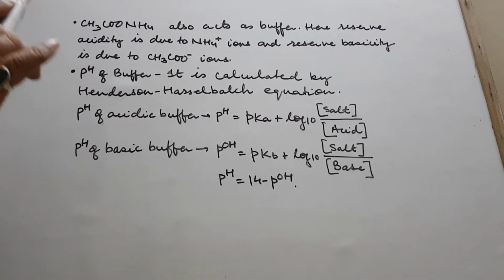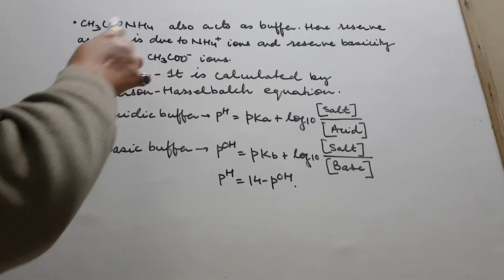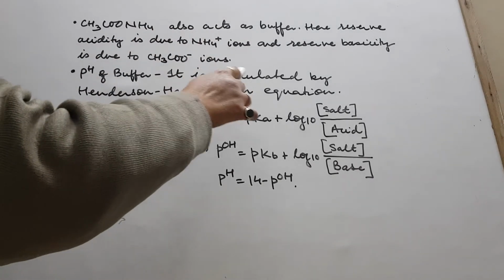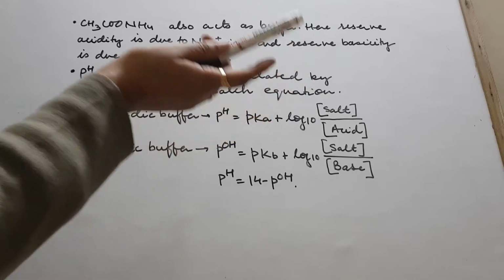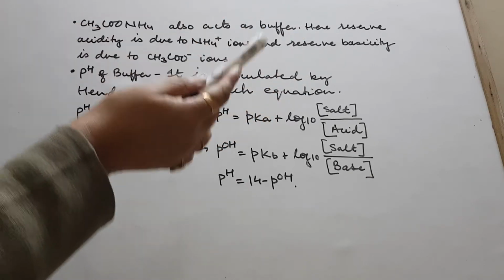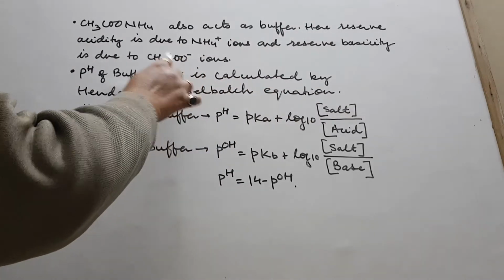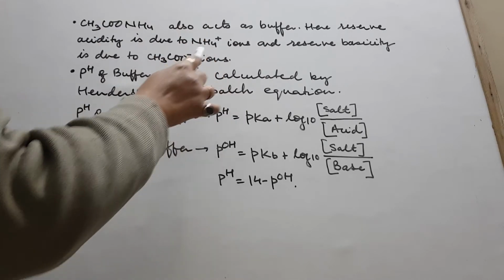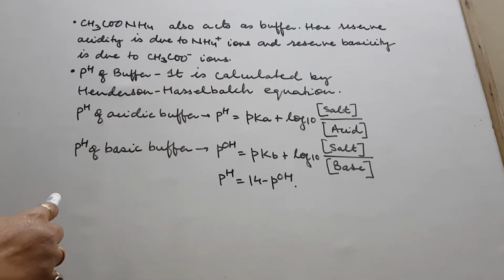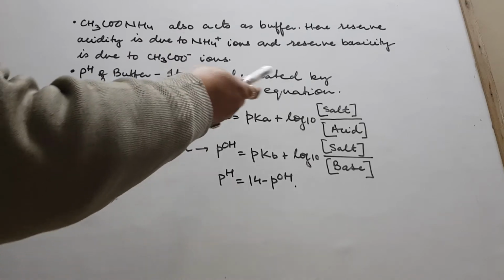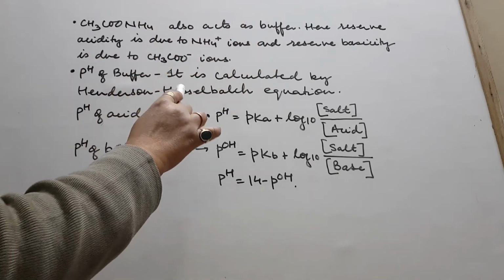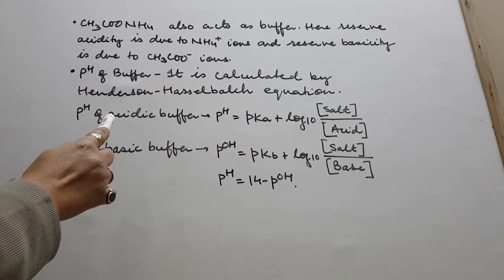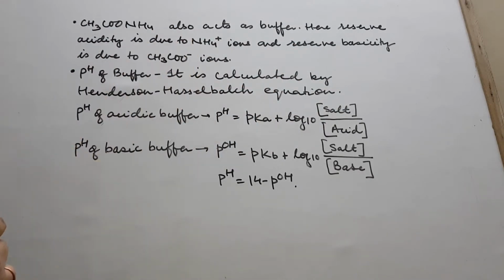So what will nullify the effect of OH minus ions? Some acid. So acidity is due to NH4 plus. Similarly, when you are adding some acid, its effect will be nullified by some base. So here acetate ions, when you add some acid, combine with H plus and form weakly ionized acetic acid. So in a way they are nullifying the effect of the acid added, which can only be done by a base. That's why I am saying basicity is due to acetate ions and reserve acidity is due to NH4 plus ions.